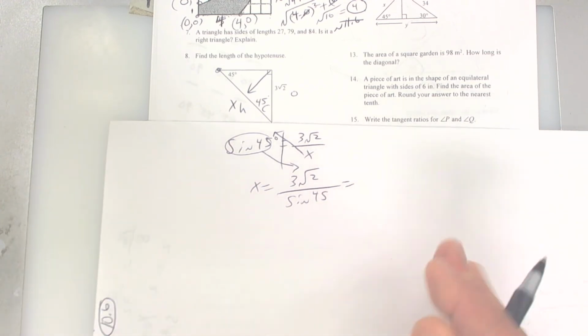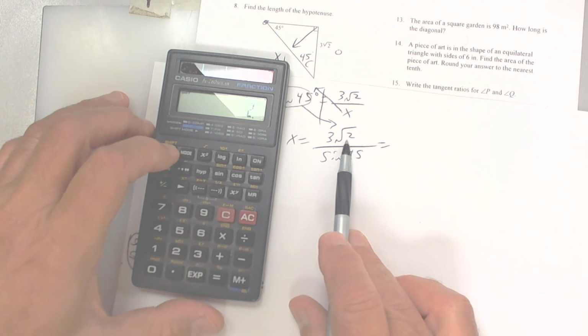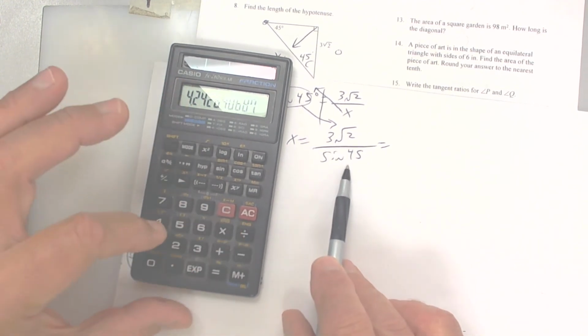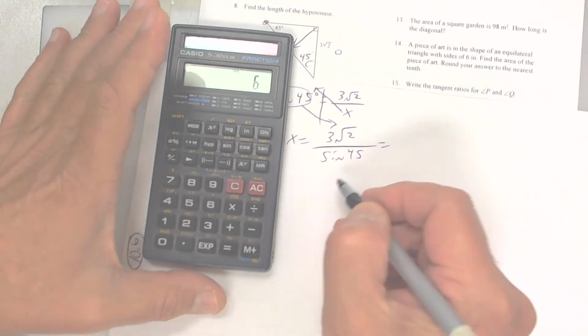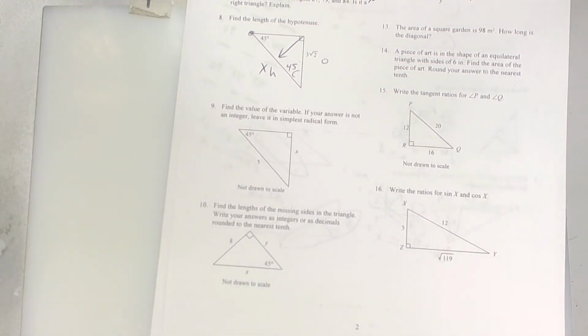Let's try that on the calculator. Watch. I'm going to work backwards on mine. So 3 shift square root times 3, press equals, divided by 45 sine. Make sure you press equals. I get 6. So the answer should be 6. You can check it on the back. Let's keep moving.